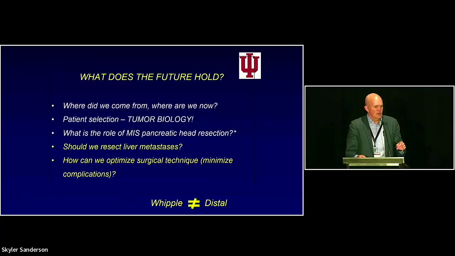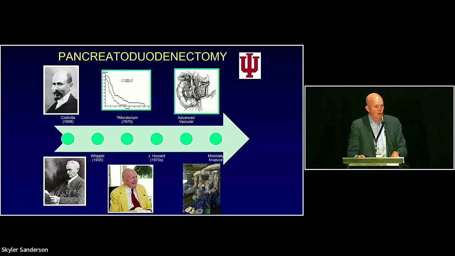I'm going to speak a little more in depth about patient selection, particularly relative to tumor biology. And then, of course, you can't speak about the future of pancreatic cancer surgery without talking about tumor biology. And I'm sorry, about the robot. And as Professor Wu just showed us, I think the robot may be ready to put us out of a job here in a year or two. I'm not going to talk about whether or not we should resect liver metastases or how we can optimize surgical technique. I think those are both important topics, but beyond the scope of this time frame.